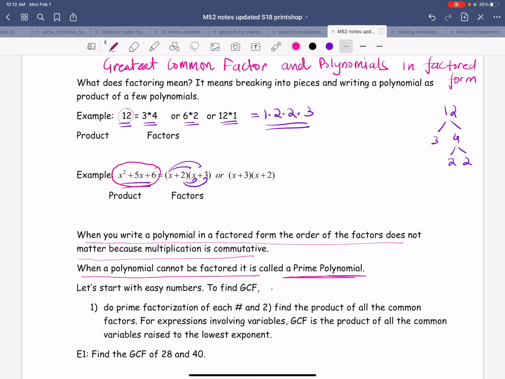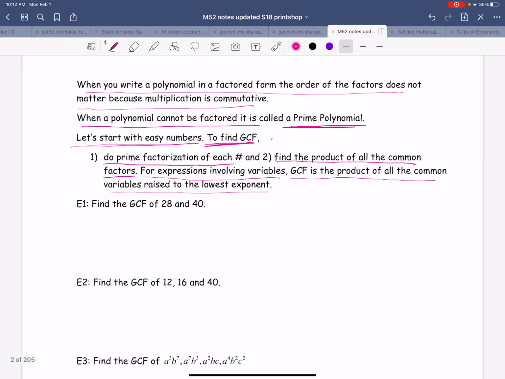Okay, let's start with the easy numbers to find the GCF, because our first goal is to find the greatest common factor of a polynomial. GCF. How do you find the GCF? First, do the prime factorization of each number, and then find the product of all the common factors. That is going to be our GCF. For expressions involving variables, the GCF is a product of all the common variables raised to the lowest exponent. Okay, we'll come back to it when we deal with the variables. For now, we have a couple of examples with the numbers.